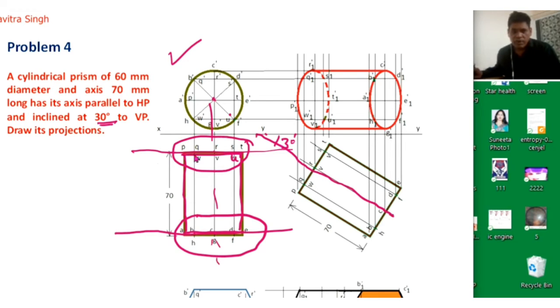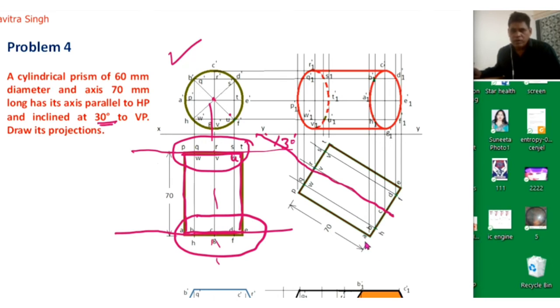Now we will mark all these points here on this line and these points on this line, and this is equal to 70. So we have reconstructed this figure here which is inclined 30 degree with the vertical plane. Now we will draw the vertical projection. Actually first we have to consider one surface. Suppose we are trying to draw the projection of this surface. So first we will draw this surface only, then we will try this surface.